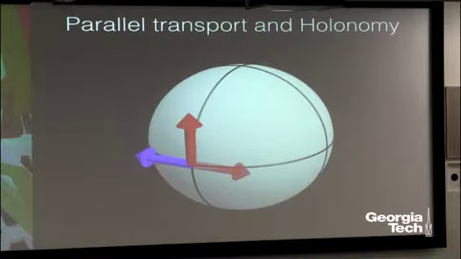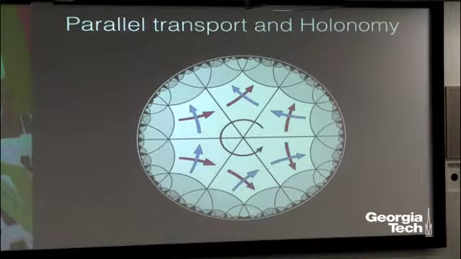So I've gone around a closed loop on this curved space, and I've come back rotated. So this is what's called holonomy. So let's have a look at what this means for Jessie.